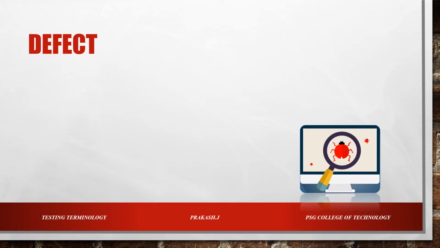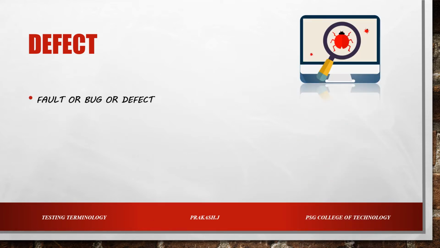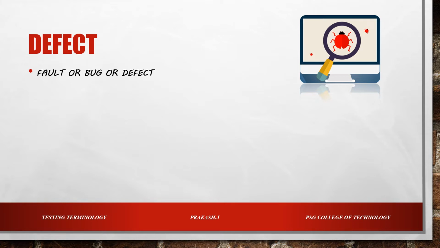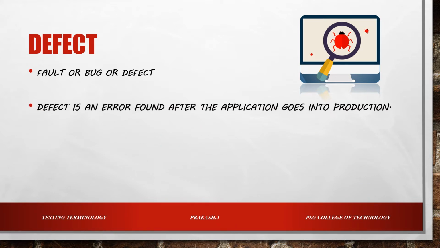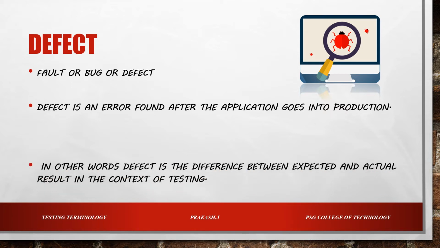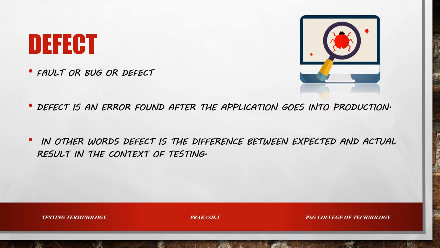Defects are another terminology that is frequently used in software testing. A defect can also be called a fault or a bug. What is a defect? A defect is an error that is found after an application goes into the production stage. Or in other words, we can say the difference between the expected result and the actual result is called the defect. Who finds the defect? These defects are found by the testers during the testing phase.